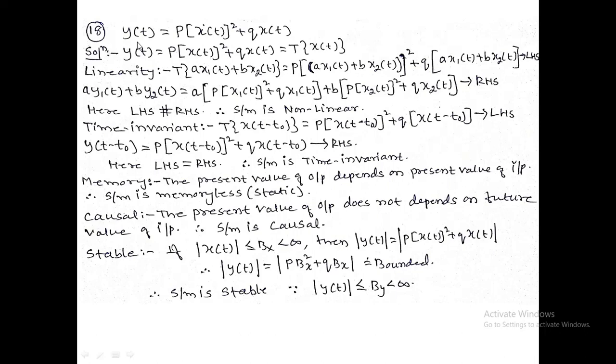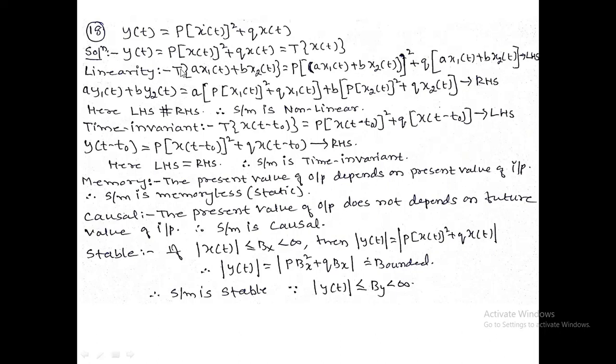18th problem: y of t equal to p into x of t whole square plus q into x of t. Bring the given problem into the standard format of a system. System operating on the input signal x of t is equal to y of t, that is given as p into x of t whole square plus q into x of t.